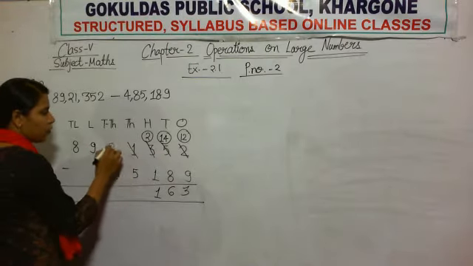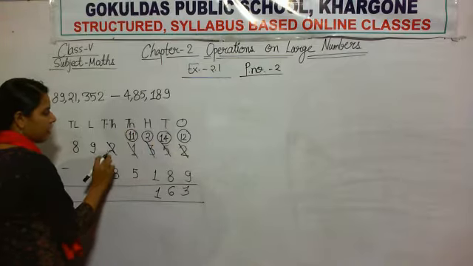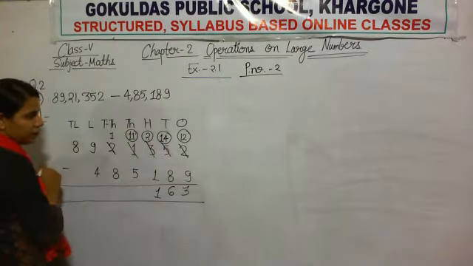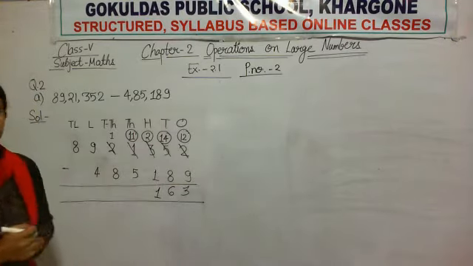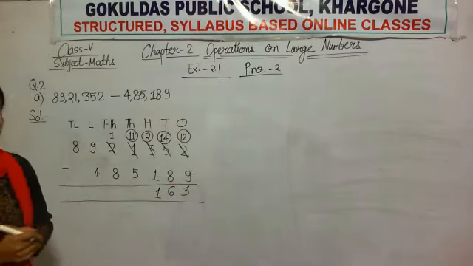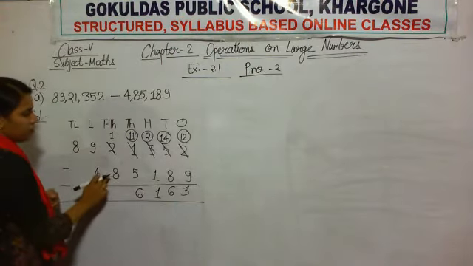Then you have to take borrow from this digit. So it becomes 11. As it gives borrow, only 1 is left over here. Now solve this 11 minus 5. Tell me the answer fast. 11 minus 5 is 6. Good. 1 minus 8.